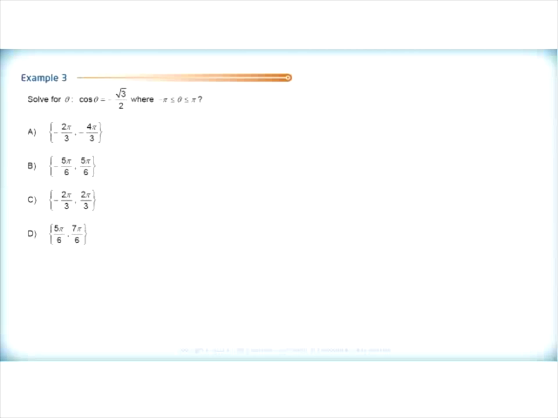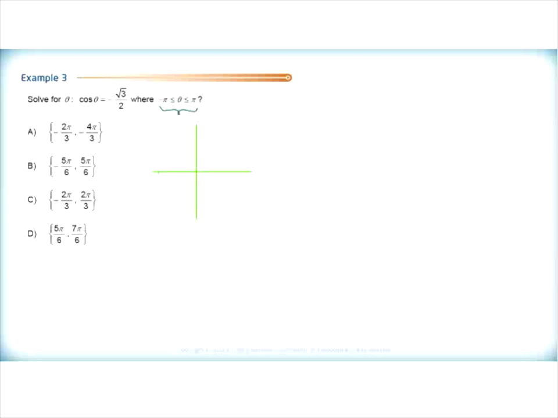Example 3. Solve for theta. Cosine theta equals negative root 3 over 2, where theta is between negative pi and pi. Again, notice your restricted domain here. Might be a good idea for you to pause the recording and try this one on your own before I actually do it. Okay, I'll proceed to do this now.